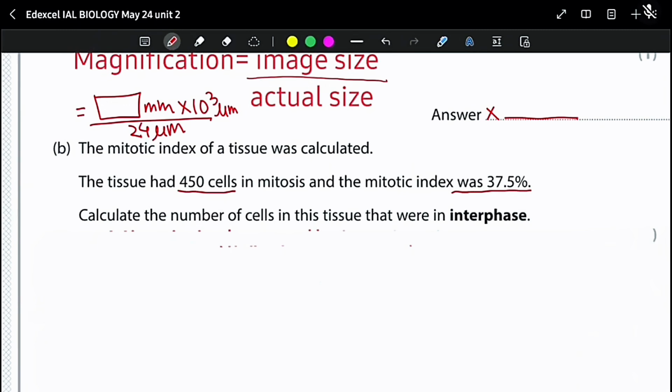So we know the formula for mitotic index. It's cells in mitosis divided by the total number of cells. So we can see cells in mitosis was 37.5% here, and the total number of cells, okay.